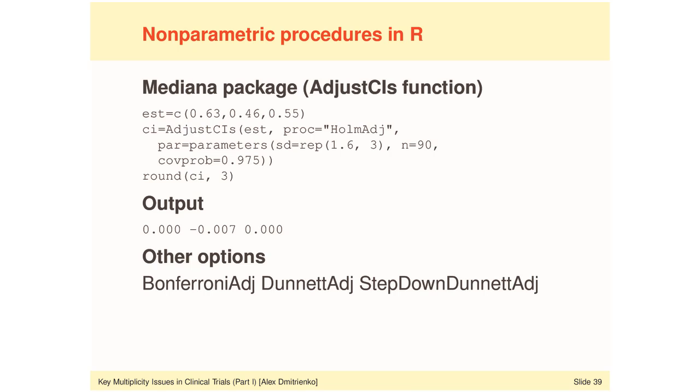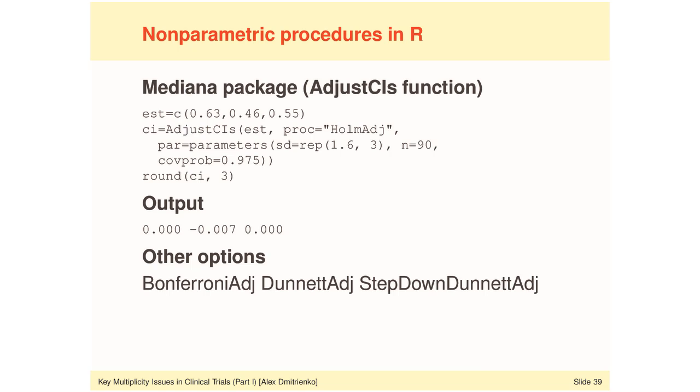Now that we have discussed available SAS tools, let's move on to R-based tools for computing simultaneous confidence intervals in clinical trials. We will rely on the AdjustCIs function from the Mediana package. And to remind you, we use the AdjustPValues function to compute multiplicity adjusted p-values for nonparametric, semi-parametric, and fully parametric procedures in modules C, D, and E, and to construct multiplicity adjusted, or in other words, simultaneous confidence intervals, we will need to call the AdjustCIs function.